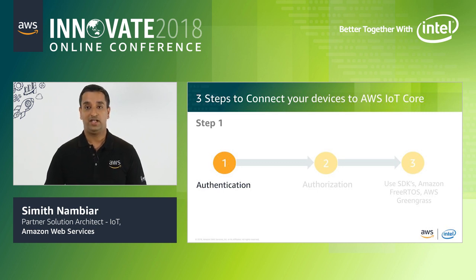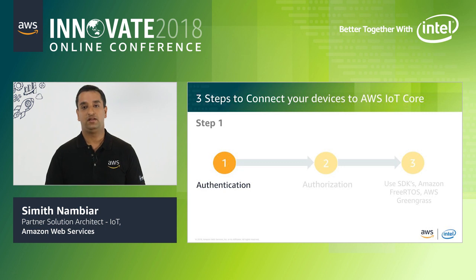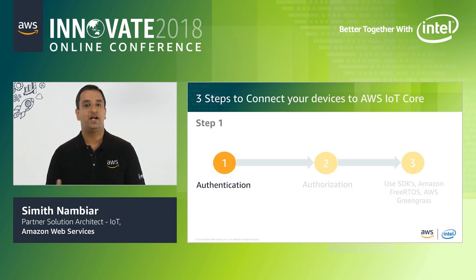1. Authentication. The thing would need to prove its identity. 2. Authorization. The thing would need to have the right permissions in place. Finally, you will use one of the SDKs, Amazon FreeRTOS or AWS Greengrass to connect to the IoT Core.